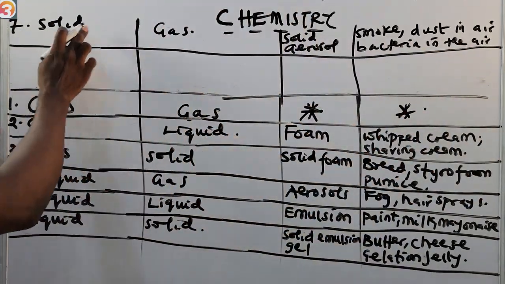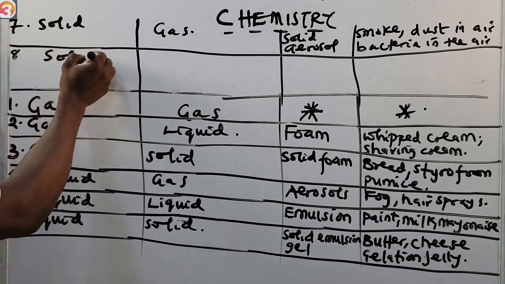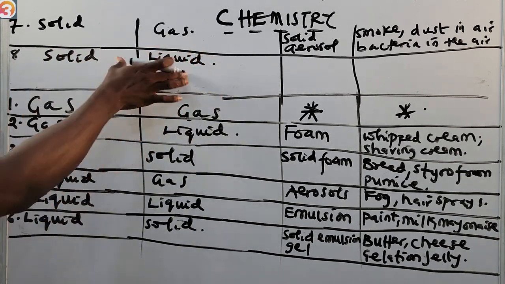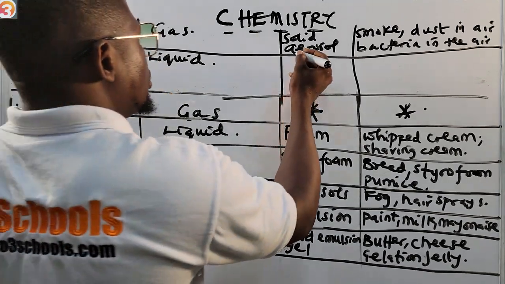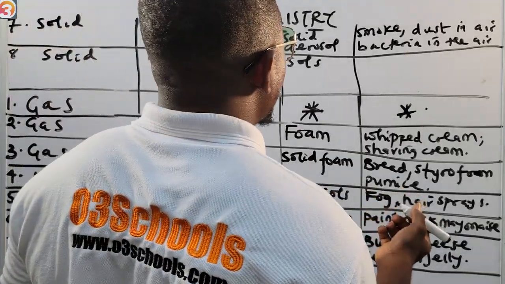Now we look at solid liquid. That's number 8. Solid liquid colloidal system, they are called sols. S-O-L-S, sols. An example is paint.